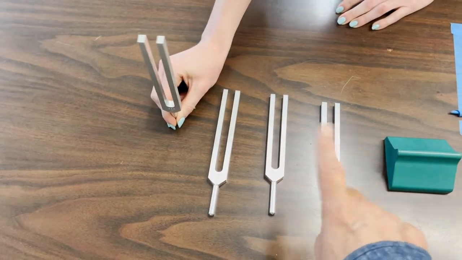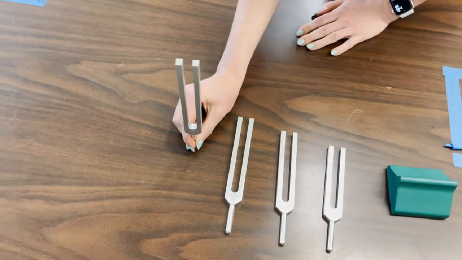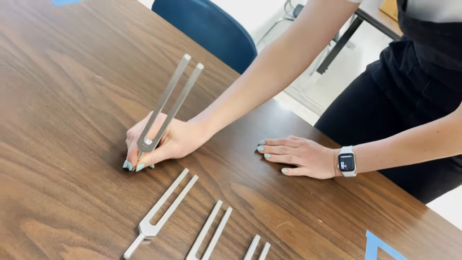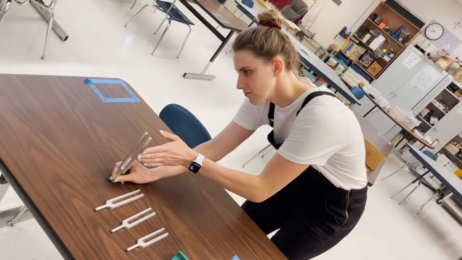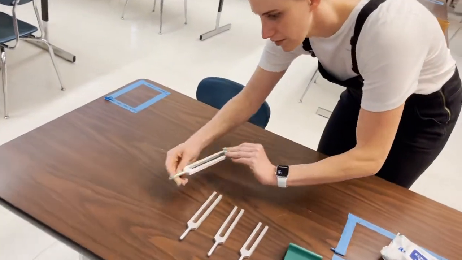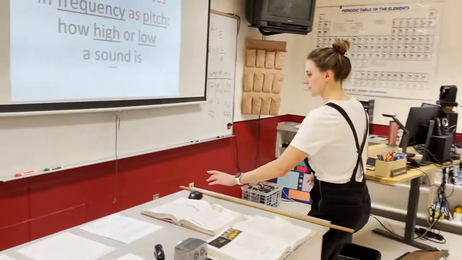The shorter length has less inertia, it vibrates faster. The longer length has more inertia, it vibrates slower. That produces a different frequency sound that we hear. Okay, let me go to my next slide here. I think I got a question for us.